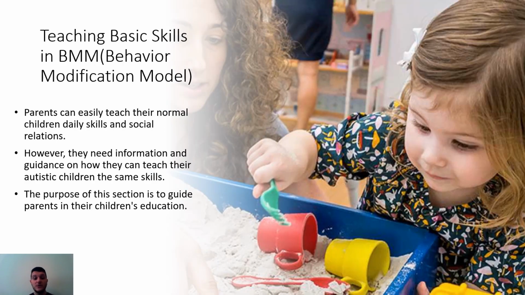So how can we teach these basic skills in the behavioral modification model? Parents can easily teach their normal children daily skills and social relations. However, they need information and guidance on how they can teach their autistic children the same skills. The purpose of this section specifically is to guide parents in their children's education.